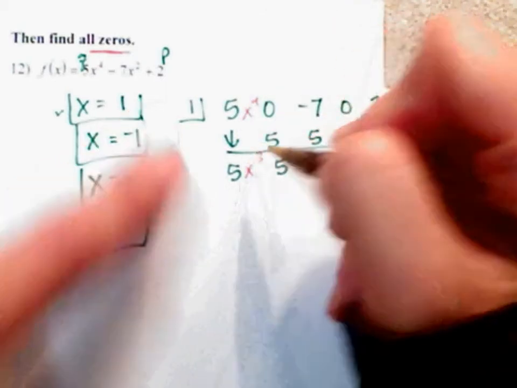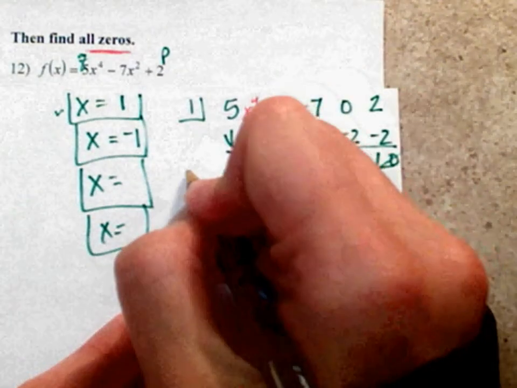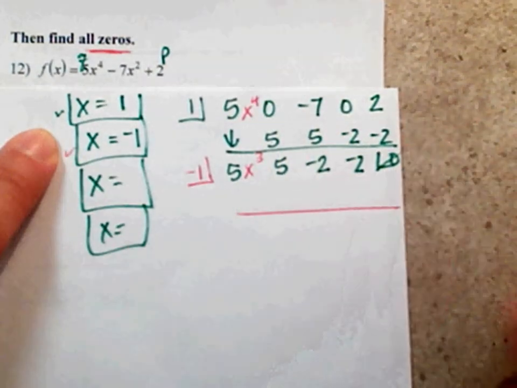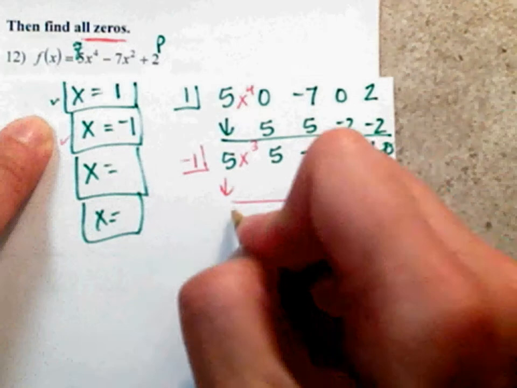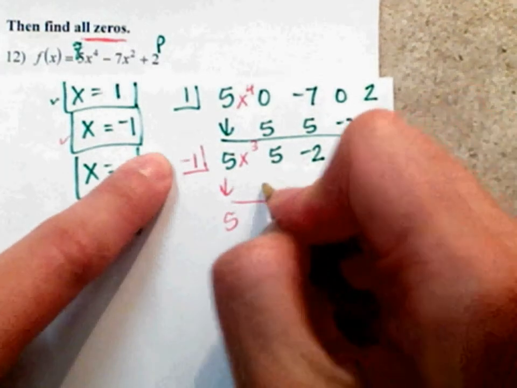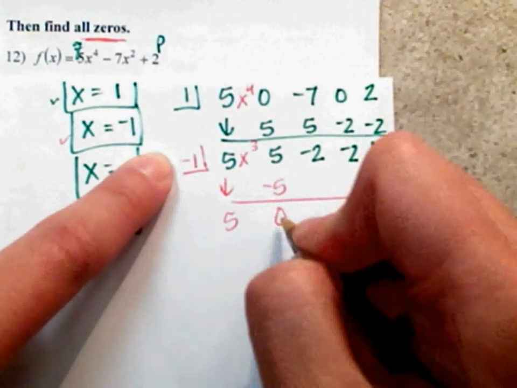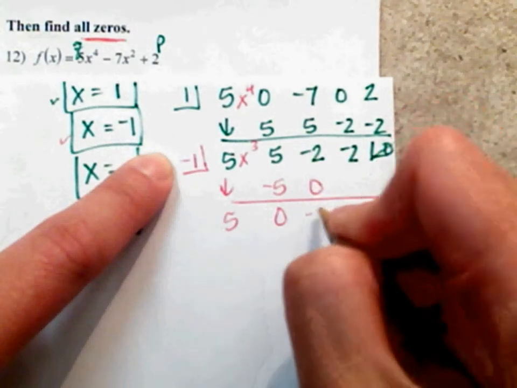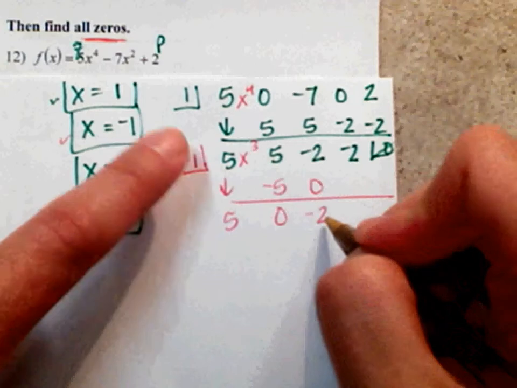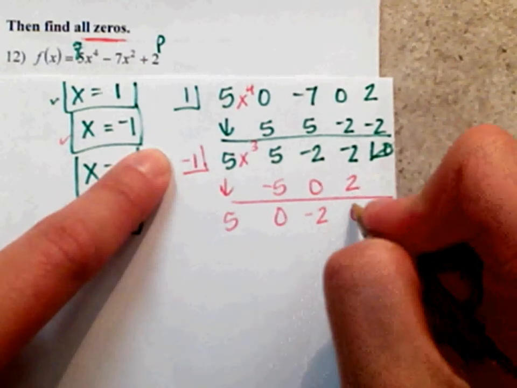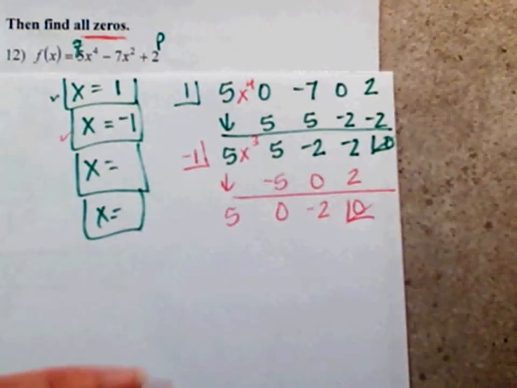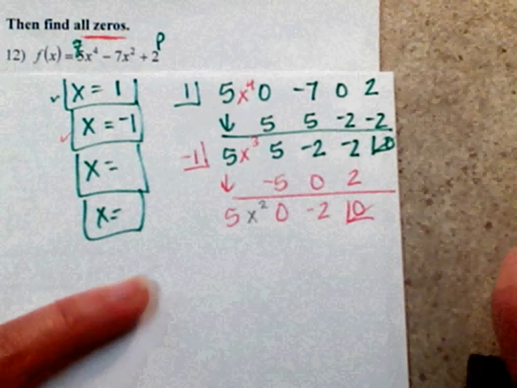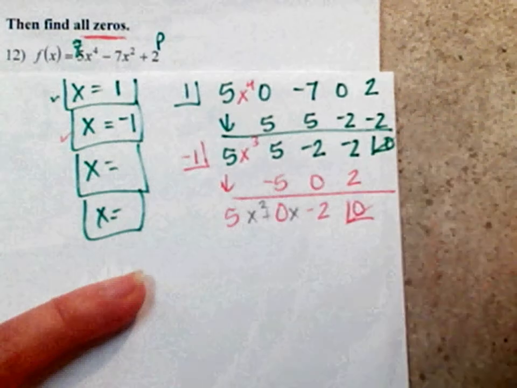I'm going to divide this one by negative 1 from right here. Draw your line. Okay, I'm going to use a different color. 5. 5 times negative 1 is negative 5. 0. 0 times negative 1 is 0. Negative 2 plus 0 is negative 2. Negative 2 times negative 1 is positive 2. And you got a 0. Okay? There you have that. That was the 3rd, so now that's x squared. Plus 0x minus 2.